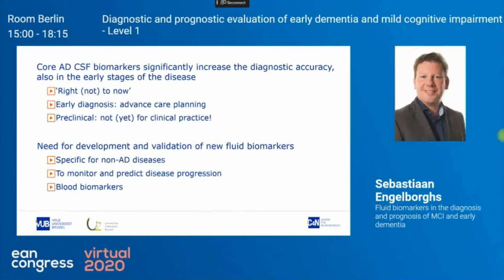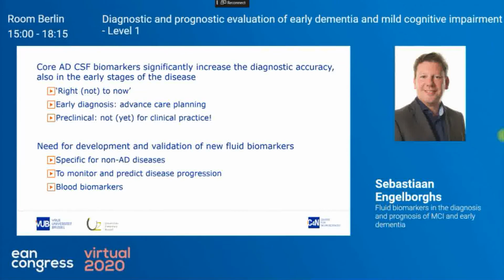An advantage of early diagnosis might be advanced care planning. The subject is able to plan his or her care in advance. We may also not forget the right to know or the right not to know. If a subject, a patient, does not want to know that he or she has the incurable disorder, Alzheimer's disease, that's his or her full right. And we should not proceed to biomarker diagnosis of the potential Alzheimer's disease in the subject.